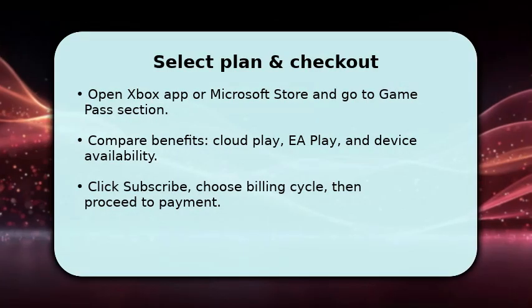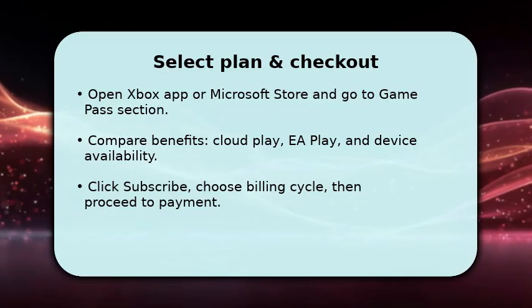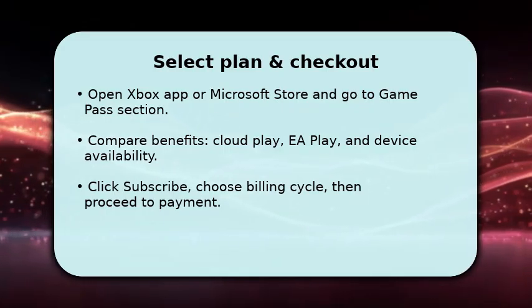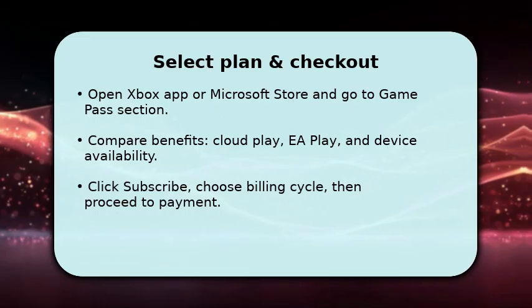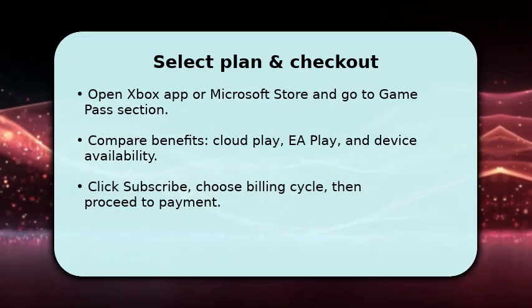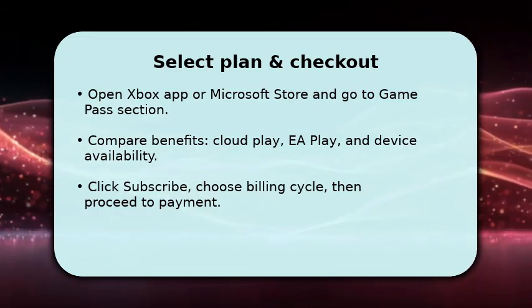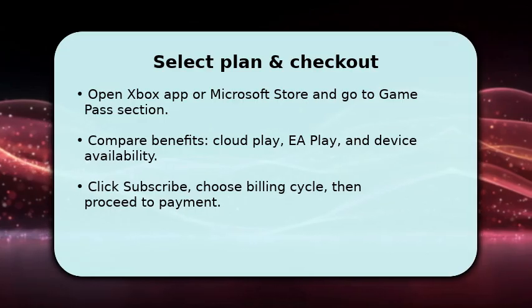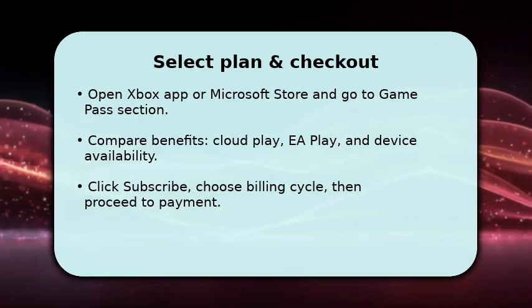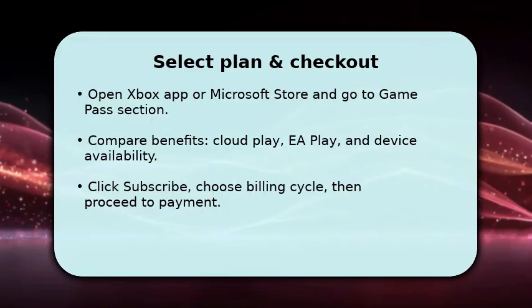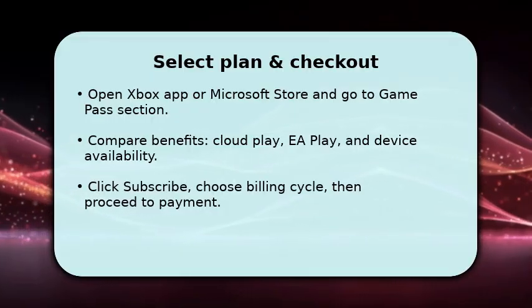Now select the Game Pass product. Navigate to the Game Pass section in the Xbox app or Microsoft Store and tap Subscribe. Once there, compare what each plan includes: Cloud Play, EA Play access, and whether it covers console, PC, or both, so you pick the best value for your needs. Choose monthly or annual billing and confirm any introductory pricing.